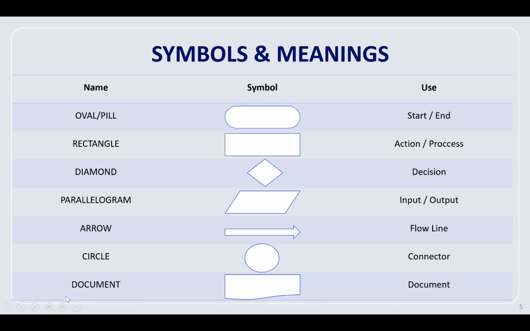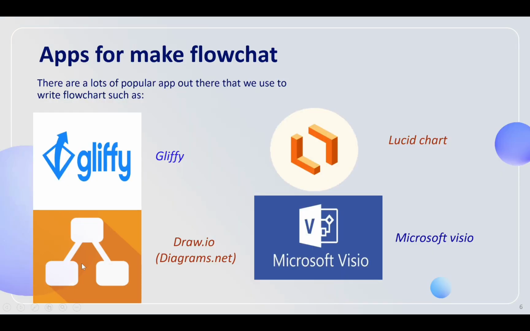A document symbol represents the output or input of the document specifically, and it is used to print a document or report document. So now let's move to the next point, which is about apps for make flowcharts.